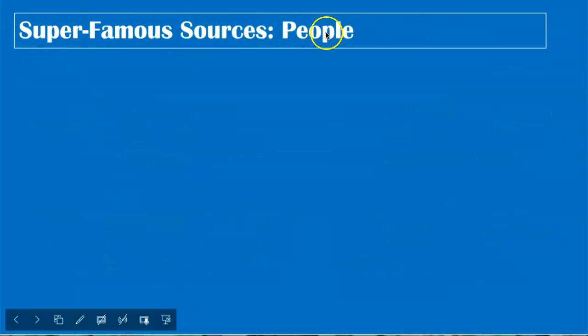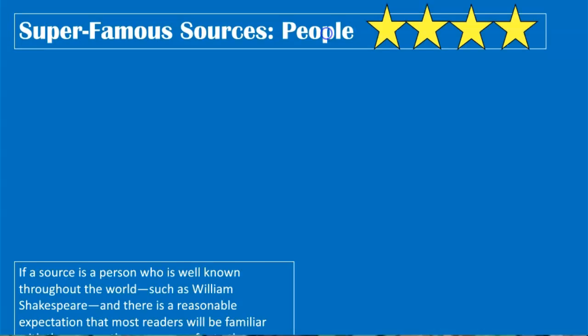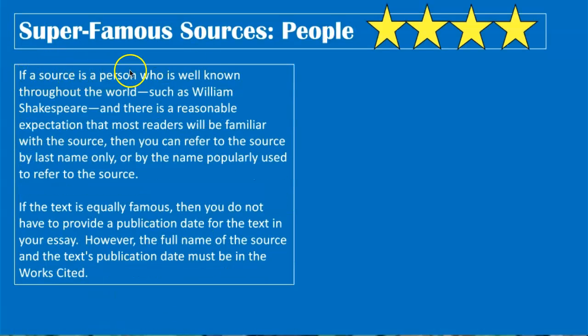Super famous sources, people. If a source is a person who is well known throughout the world, such as William Shakespeare, and there is a reasonable expectation that most readers will be familiar with the source, then you can refer to the source by last name only or by the name popularly used to refer to the source. If the text is equally famous, then you do not have to provide a publication date for the text in your essay. However, the full name of the source and the text publication date must be in the works cited.